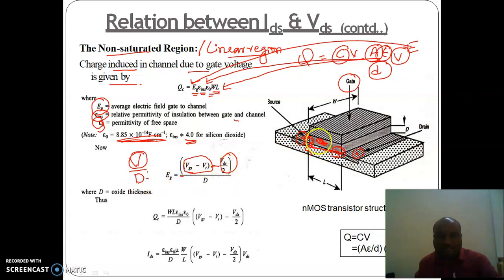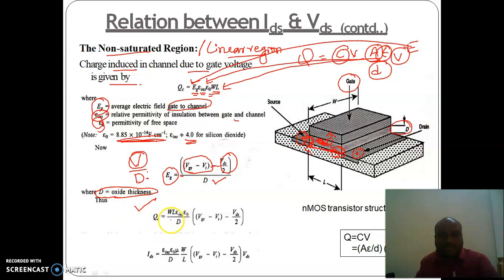D here represents the distance of separation between the gate and the channel. Why? Because this electric field is between gate and channel. So D represents this one: between gate and channel, the distance of separation, or otherwise we can call it the oxide thickness.